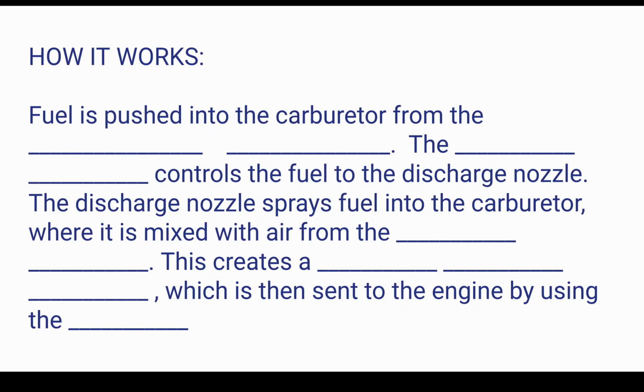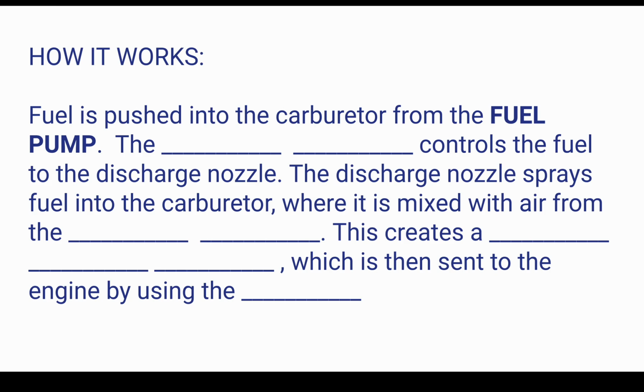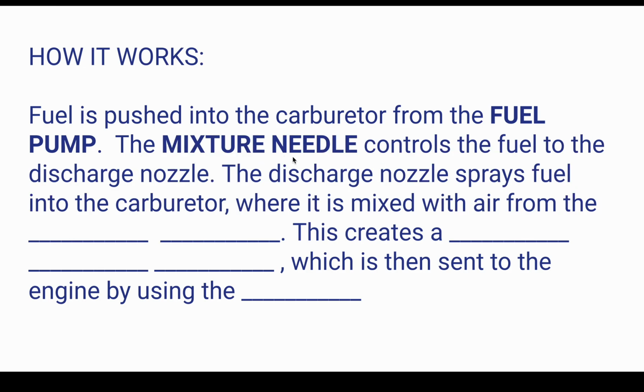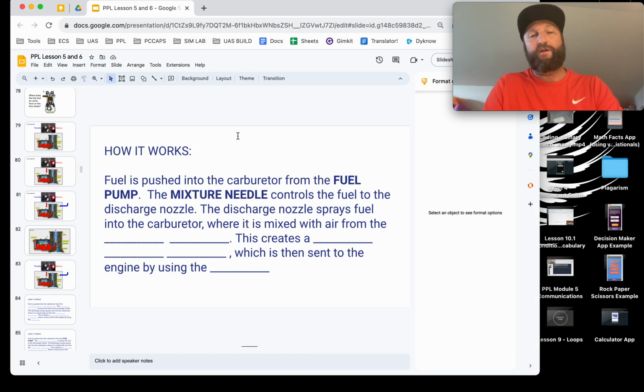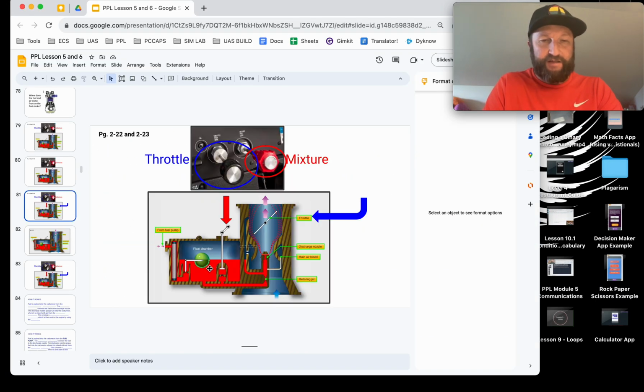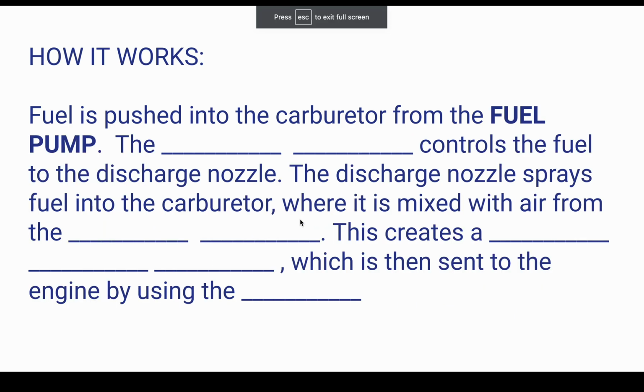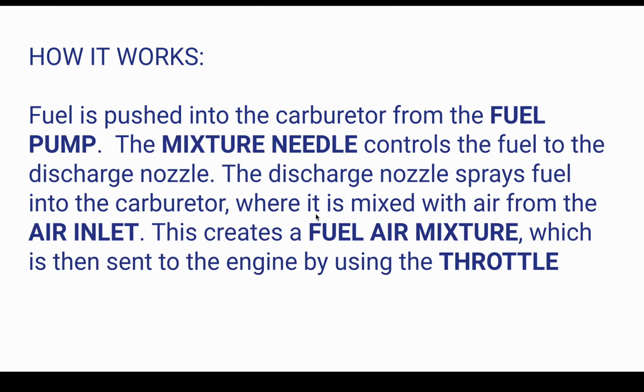All right, so here's how it works. Fuel is pushed into the carburetor from the fuel pump. Okay, so it's being pulled from the fuel tanks by this thing called a fuel pump. The mixture needle controls the fuel to the discharge nozzle. So if you're wondering what the discharge nozzle is, it's this thing right here. This is the discharge nozzle. It's down here at the bottom of that figure. And then it is mixed with air from the air inlet, and this creates the fuel-air mixture, which is then sent to the engine by the throttle. So make sure you have all those filled in.